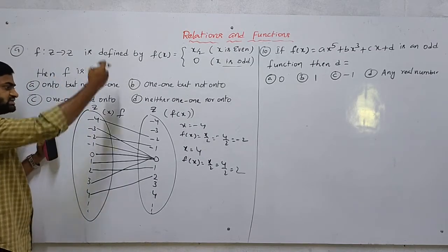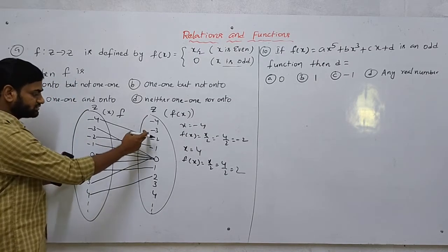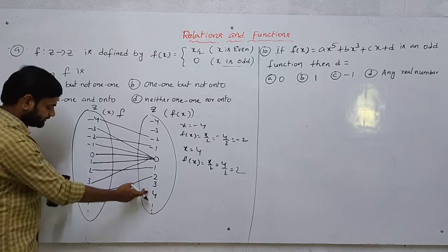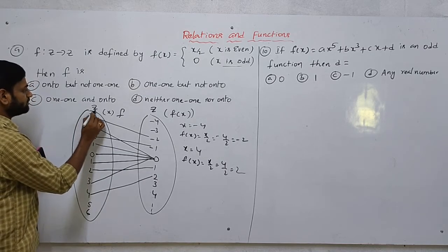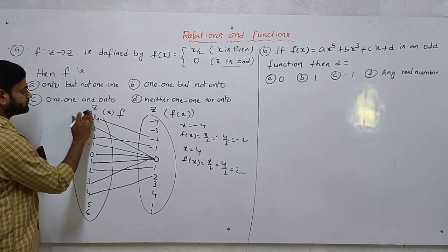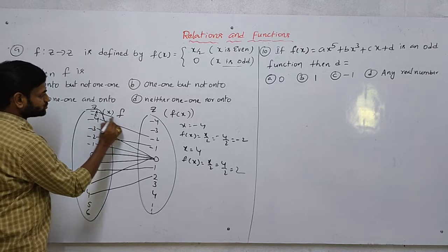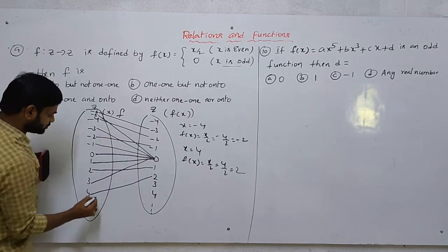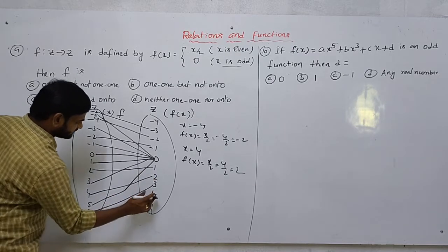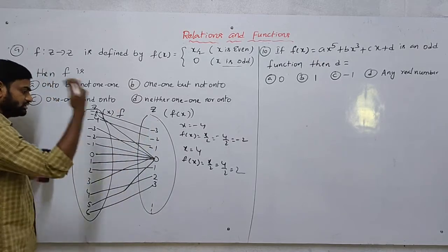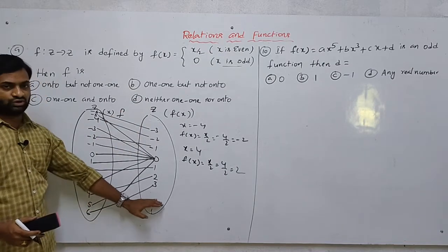Next, if you take -6, dividing by 2 gives -3. If you take 6, it means +3. Here also 5, 6, and here -5, -6. So -6 to -3, 5 to 0, -5 to 0. Next, 6 to 3, like that. That means if you take -8, you will get -4. If you take 8, you will get 4.